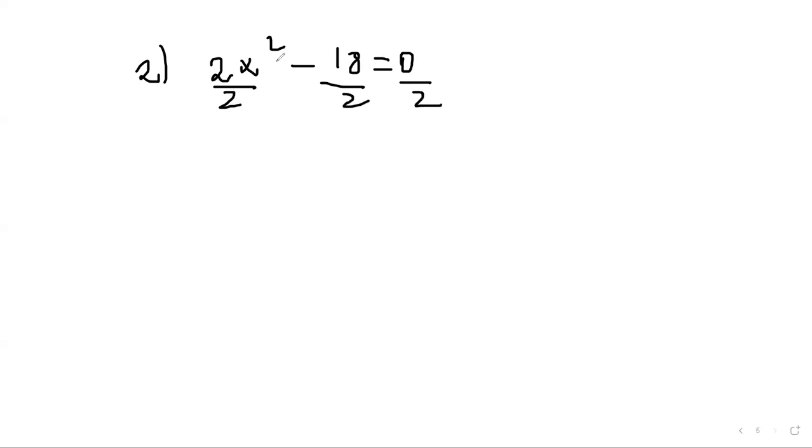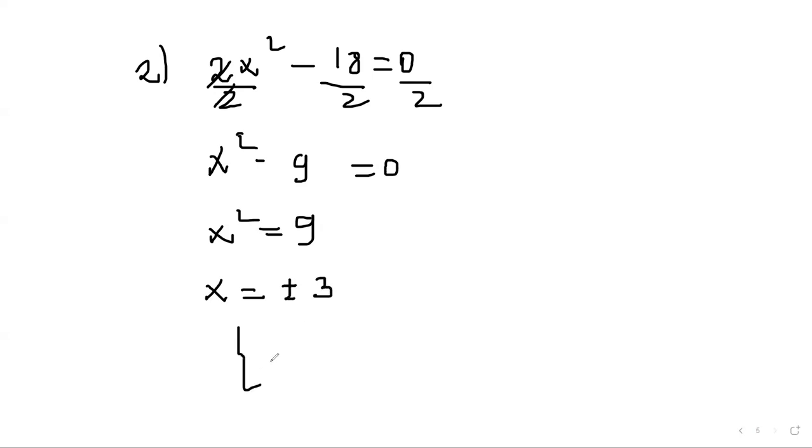Let's do a second, similar example: 2x squared minus 18 equals 0. We can divide both sides by 2. Do not forget, if we divide the left side, we also divide the right side. So in this case, they are cancelled and we get x squared minus 9 equals 0. Again, we can apply the previous method: x squared equals 9, so x equals plus minus 3. The solutions are minus 3 and plus 3.